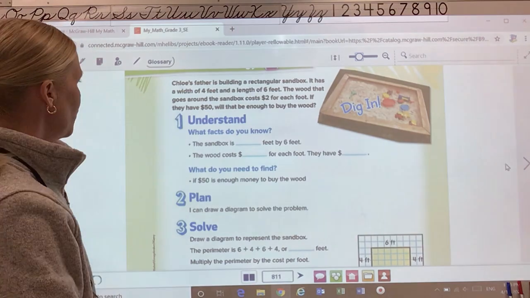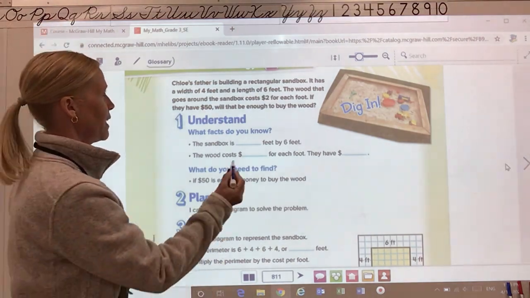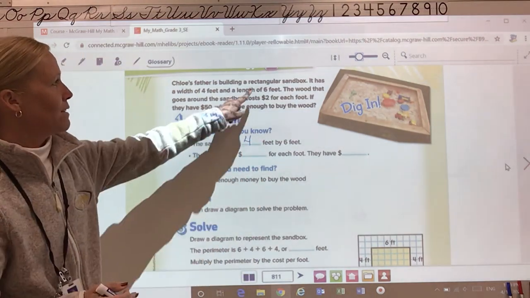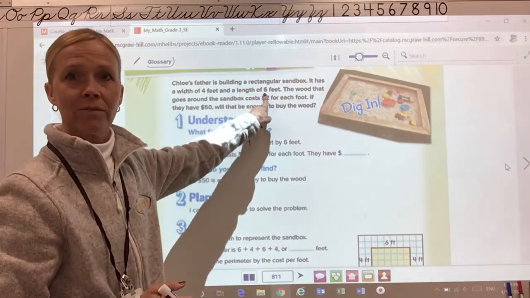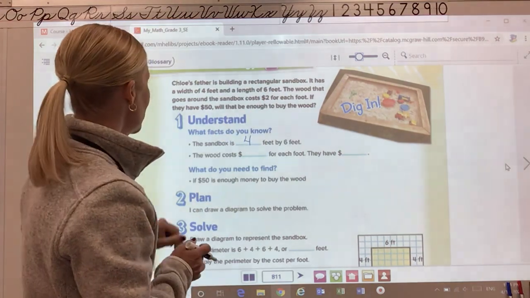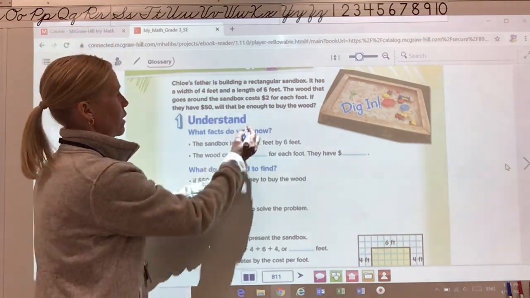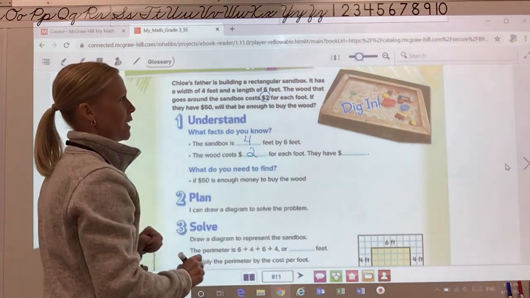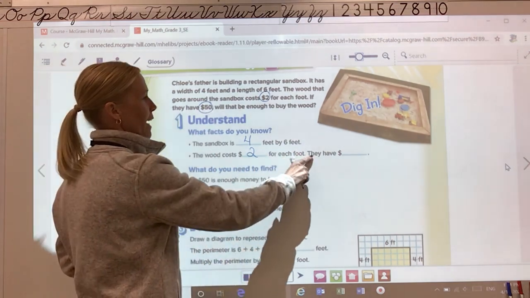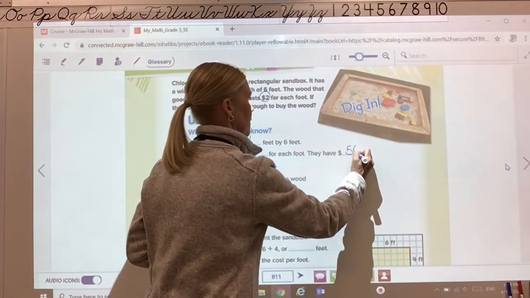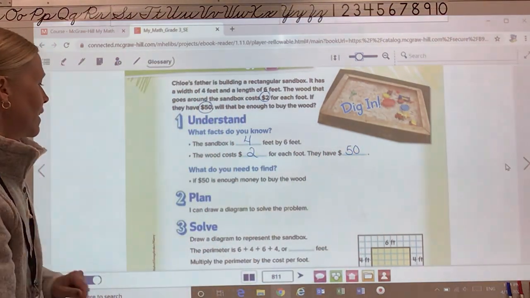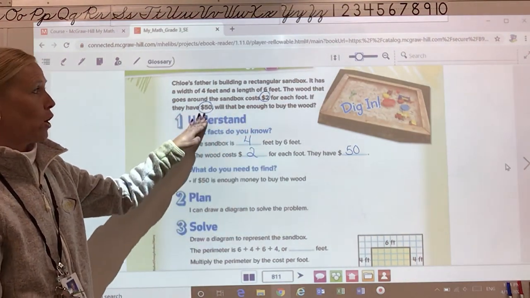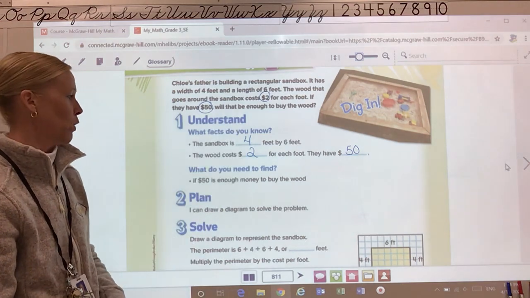Well, I need to know that the sandbox is 4 feet by 6 feet, and it tells us right there. Now, it says the wood cost, we know that it cost $2 for each foot. And we know they have $50. It says, what do you need to find? Well, our question is, if they have $50, will that be enough to buy the wood?